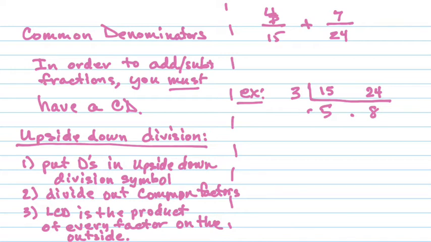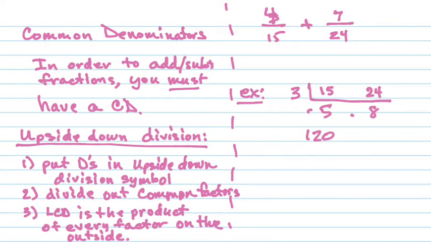Okay, so now let's just multiply. So what's 3 times 5? 15. And 15 times 8? All right. Or you could take it a different way. 5 times 8 is 40, times 3 is 120. Remember, you can multiply in any order, so if you see some that make your life a little easier. So our LCD is 120.